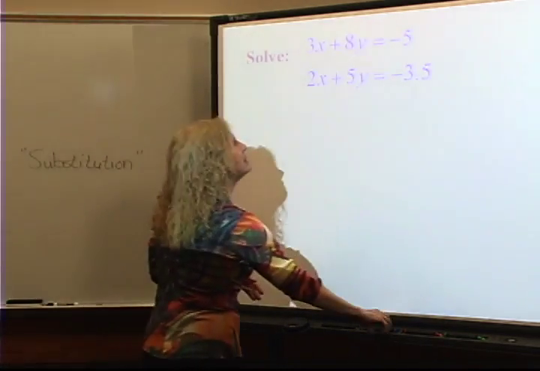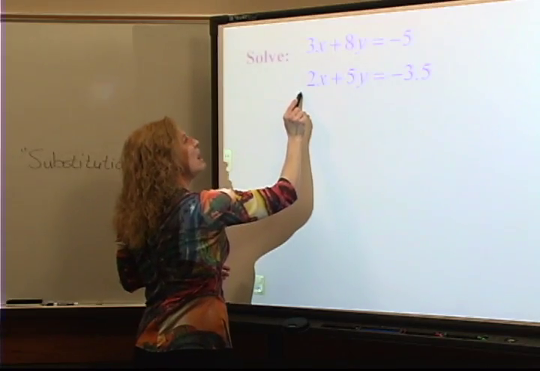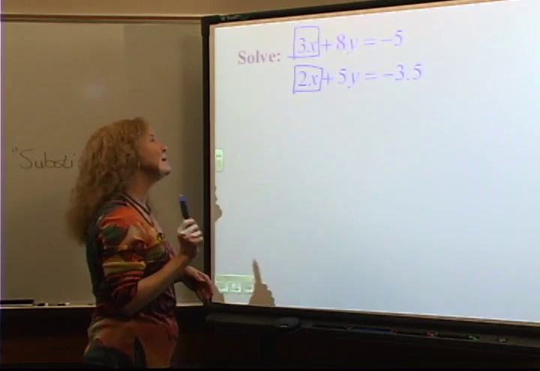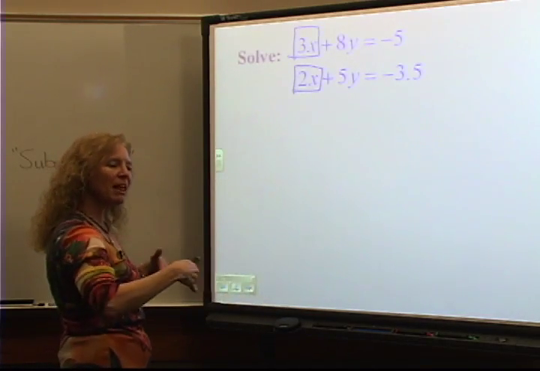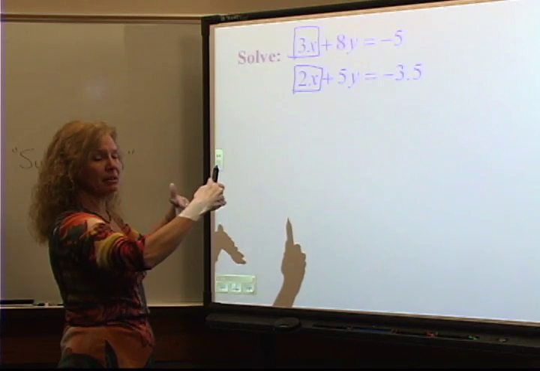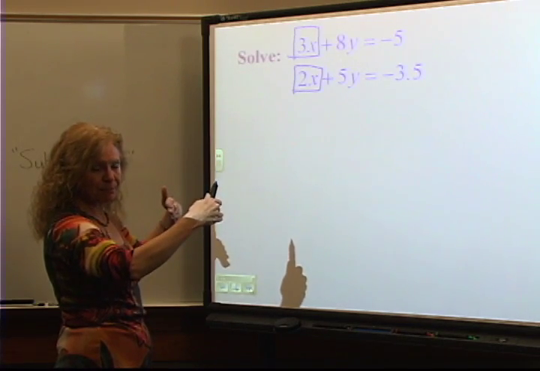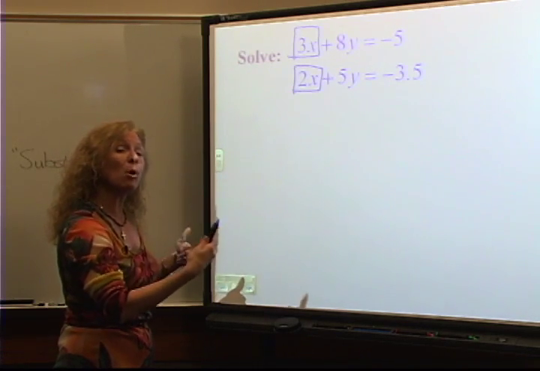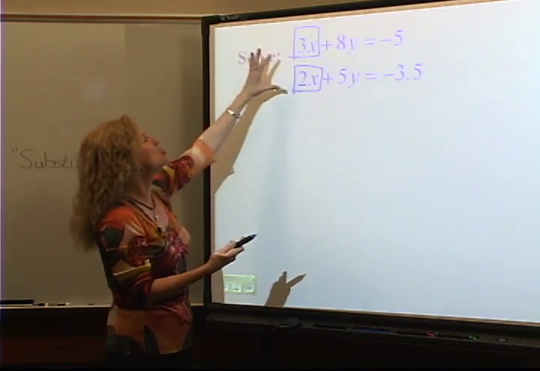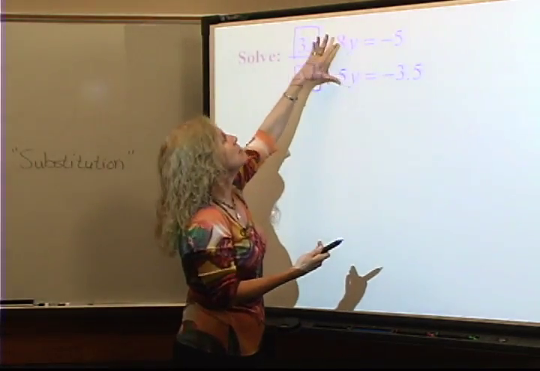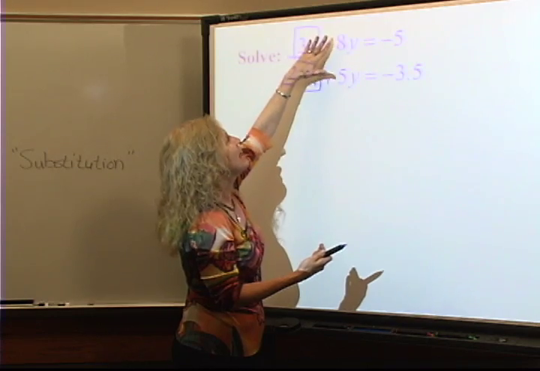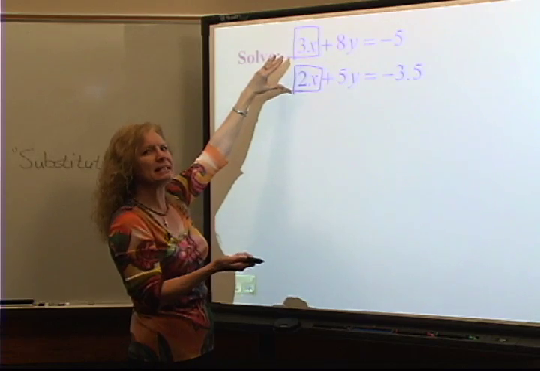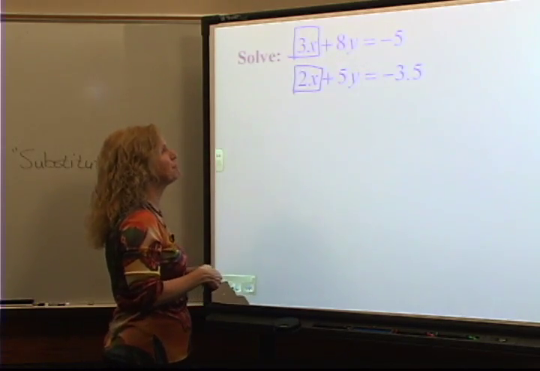And here's what has caught my eye. I've got this 2x and the 3x. What I'd like to do is multiply them both up to 6. Essentially what I'm doing is I'm looking for the least common multiple of these two numbers. Now if I wanted to eliminate the y's, I could multiply 8 and 5 up to 40. But I've decided this looks easier, smaller numbers.